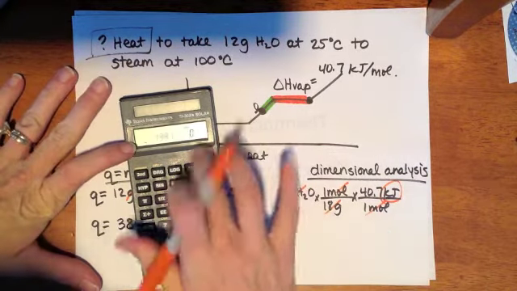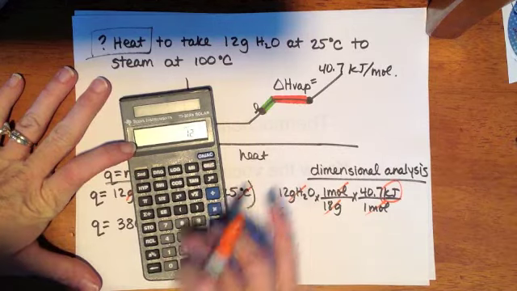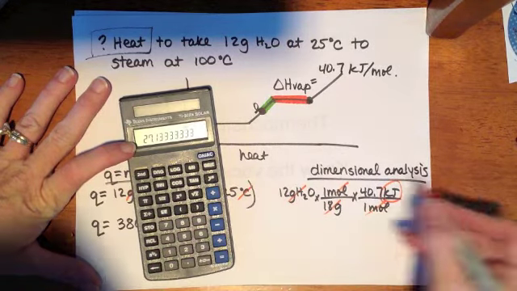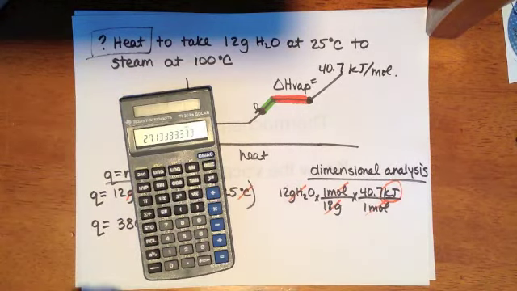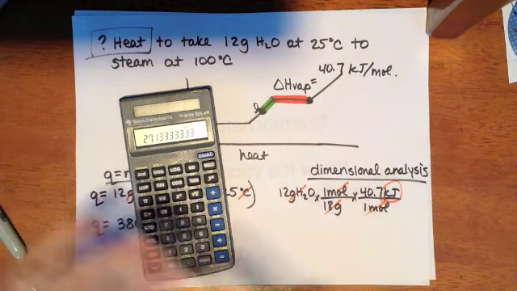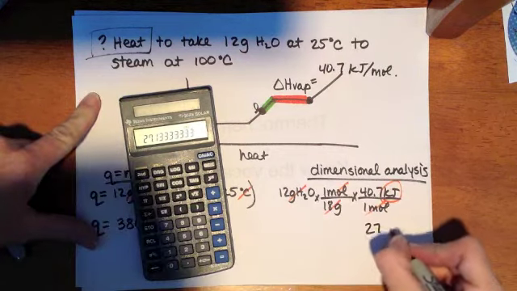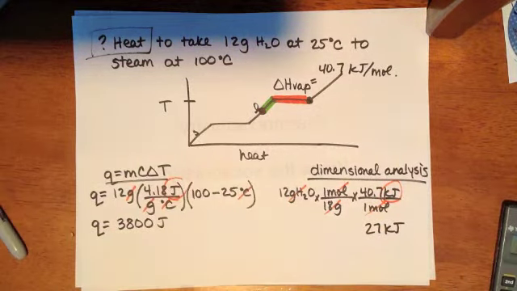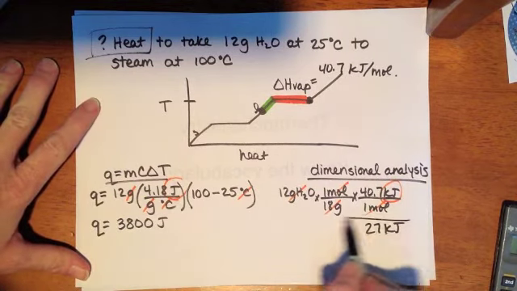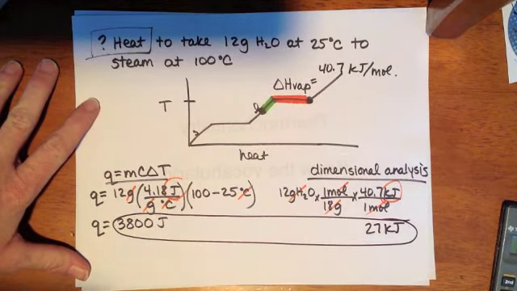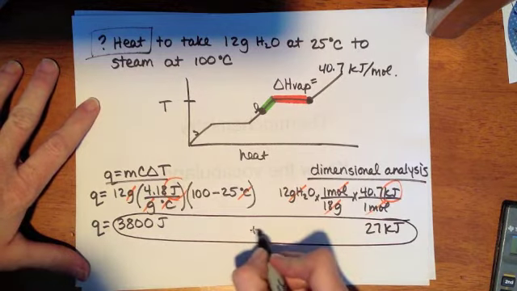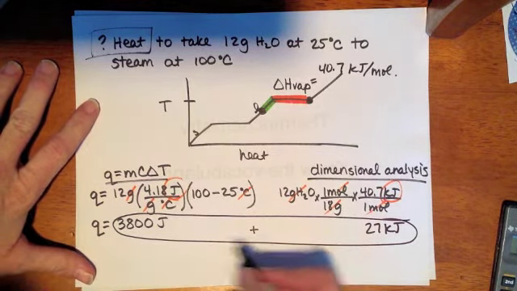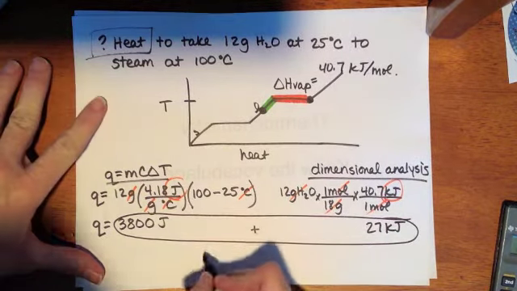Okay, so 12, I'm going to double check that. 12 divided by the 18 times 40.7 equaled 27 kilojoules. So guess what? I still haven't answered the question. The question says how much heat. So I need to take those two and add them together. And you're going to see there's an issue right away. What is it? You're right. We've got a unit issue. I happen to like kilojoules.